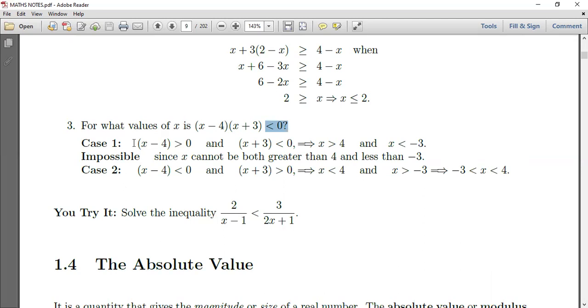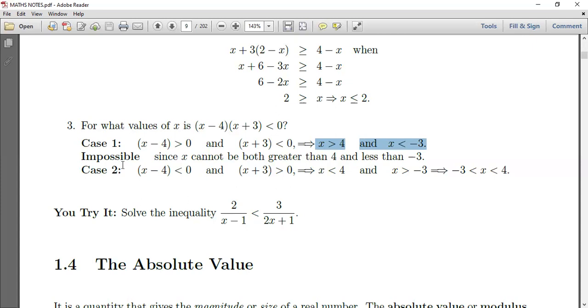A case that this bracket is positive, and this bracket is negative. Since we are multiplying 2 numbers and we're getting a negative number, it means the signs of these 2 numbers should be different. So we consider case number 1, that this bracket is positive and this bracket is negative. When you solve this one, you come to x is greater than 4 and x is less than minus 2. By looking at this, we cannot get an x. A number which is bigger than 4 and at the same time is less than minus 3. It's impossible. Therefore, this is wrong.